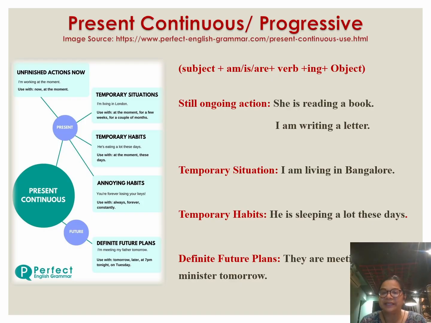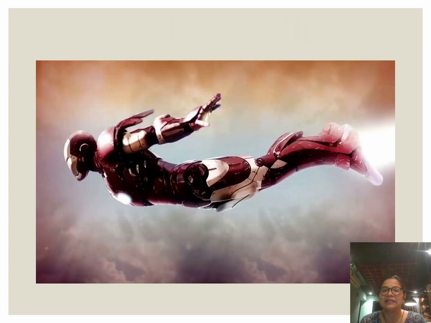So, she is reading a book. I am writing a letter. I am living in Bangalore. So in this sentence, you can see that there is no object. I am living in Bangalore. He is sleeping a lot these days. They are meeting the Prime Minister tomorrow. So that is a definite future plan. All these things come with present continuous.